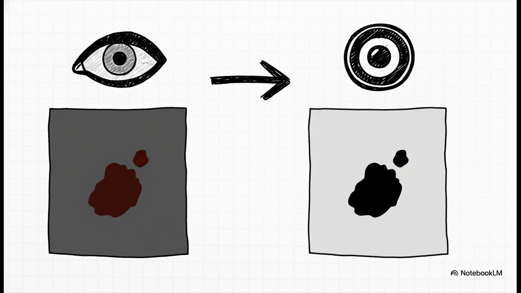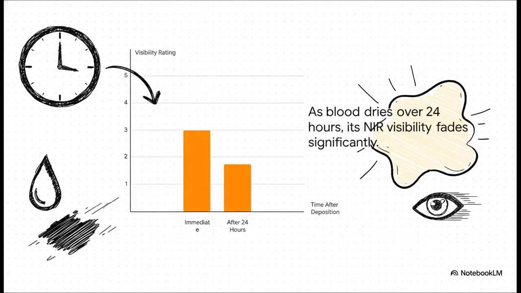Researchers found that sometimes, even with NIR, the blood just stayed hidden. They had to figure out why. So a study in the IAPDPA journal found a couple of really critical factors. First up, time. As blood dries over 24 hours, its chemistry actually changes, and its ability to absorb that NIR light just fades. The visibility of drip stains dropped by over 34%, and transfer stains, like a swipe, plummeted by over 56%. The evidence literally gets harder to see the older it gets.